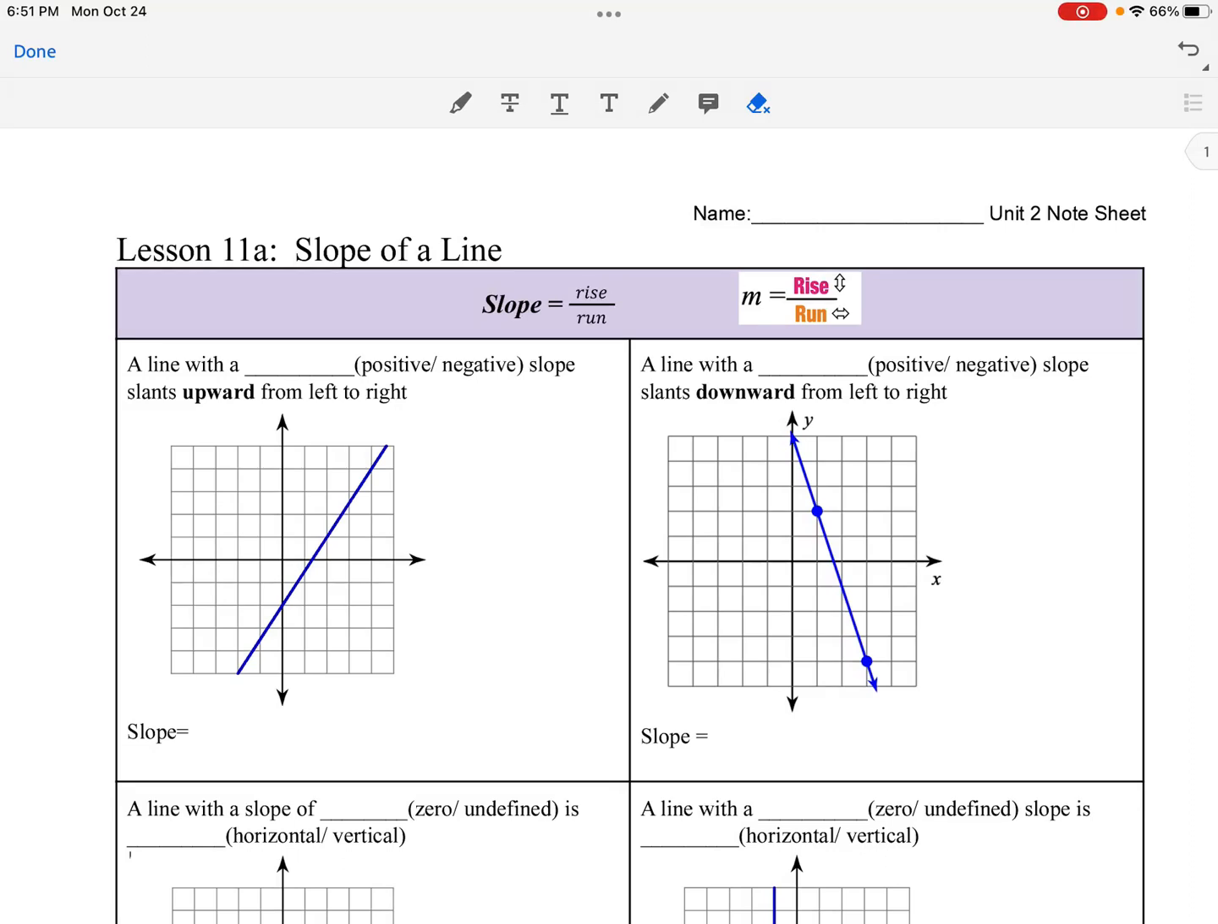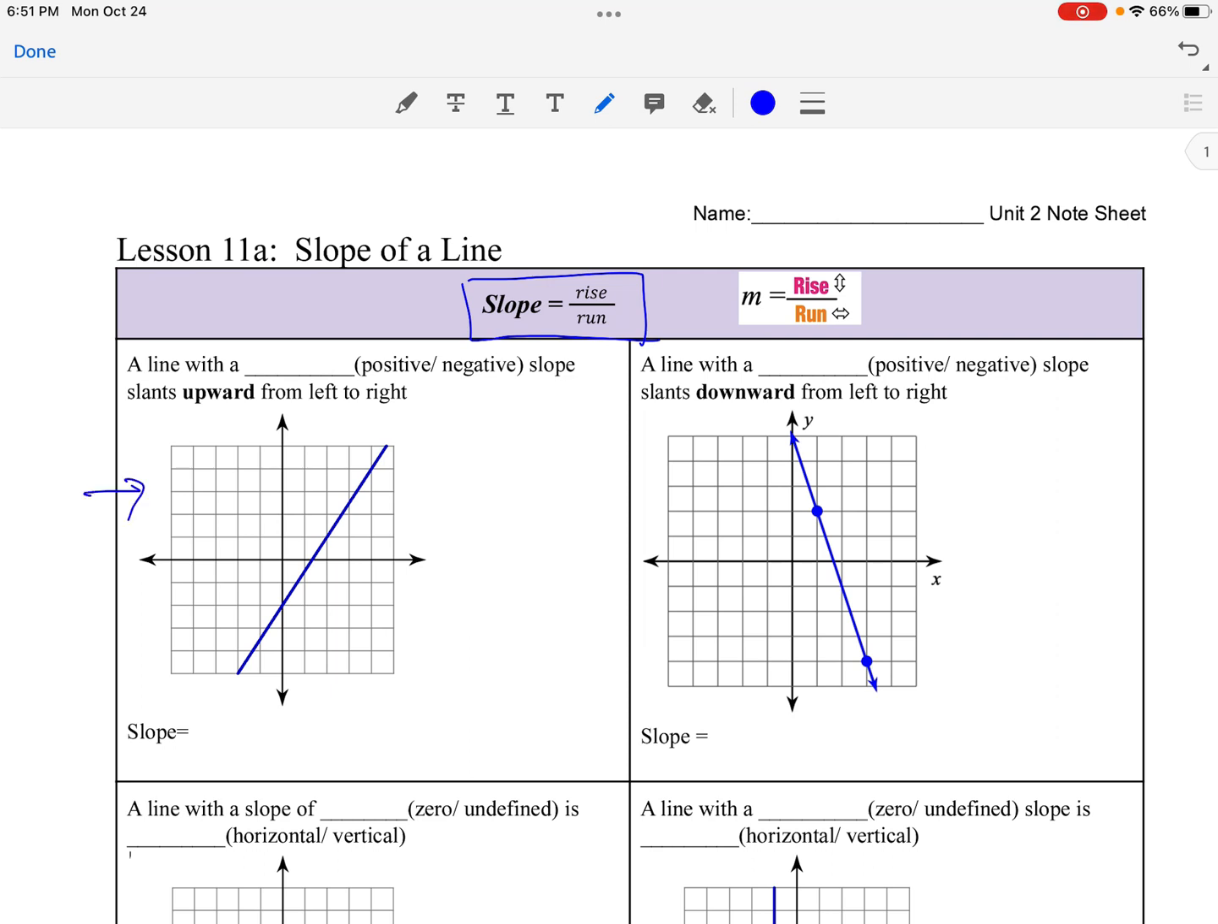Lesson 11a, slope of a line. So the slope describes how steep a line is, and it is found by using the rise over the run instructions or formula, and we'll look at what that is.